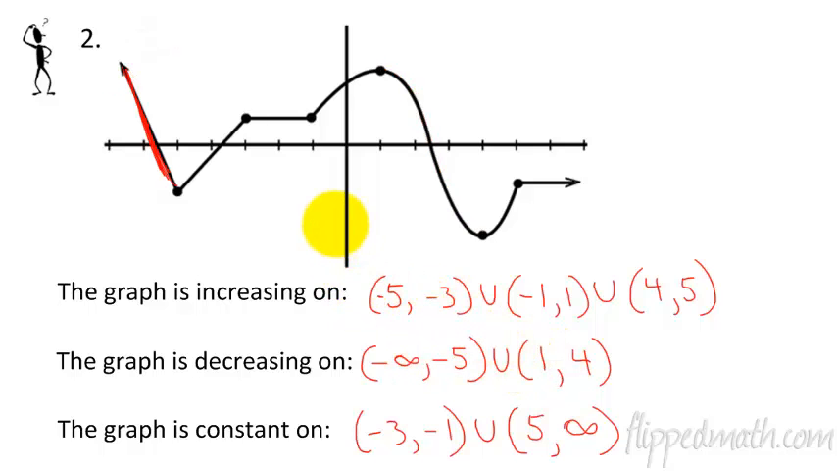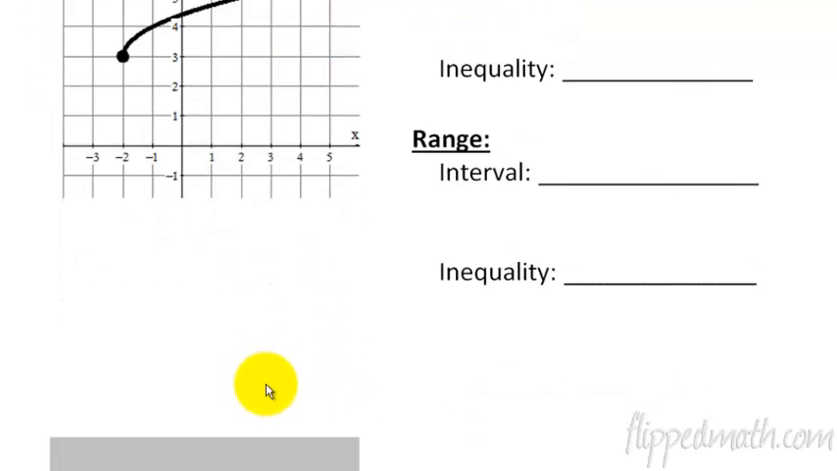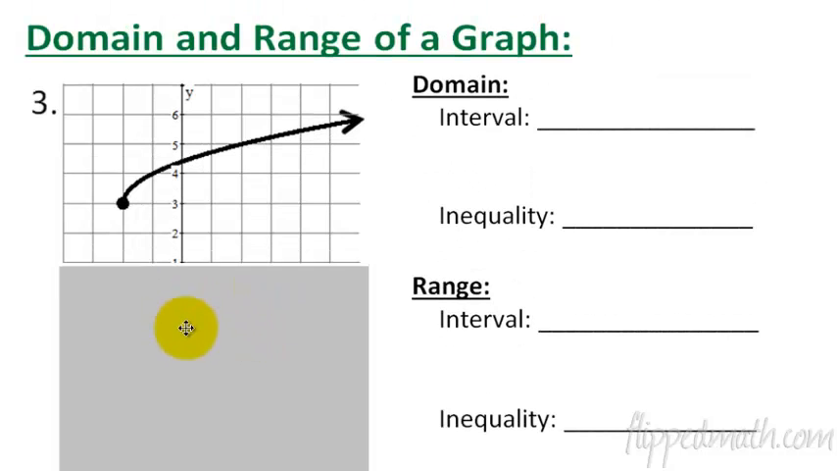And then the last one is the constant, and it's a flat horizontal line, or in other words, the slope is 0 right here on those two intervals. So -3 to -1, and then 5 off to infinity. Next up in the lesson is identifying the domain and the range by only looking at a graph. This can be a little bit challenging for students, so we want to pay attention here, and a lot of your assignment will be doing this.